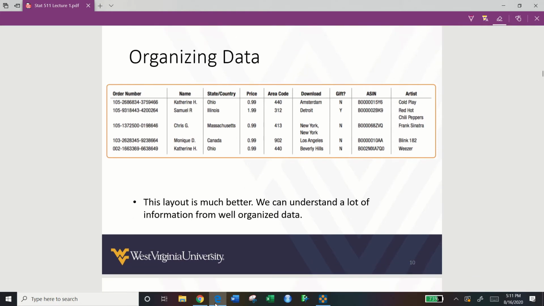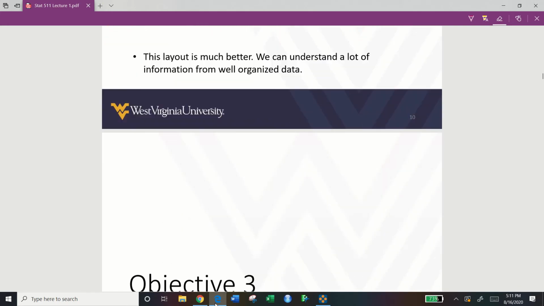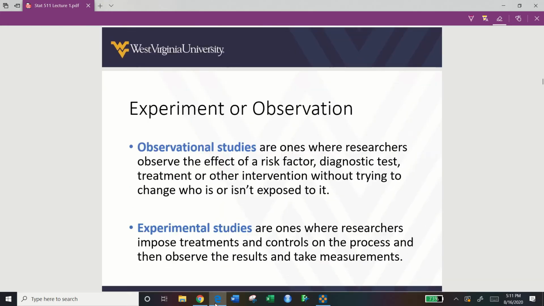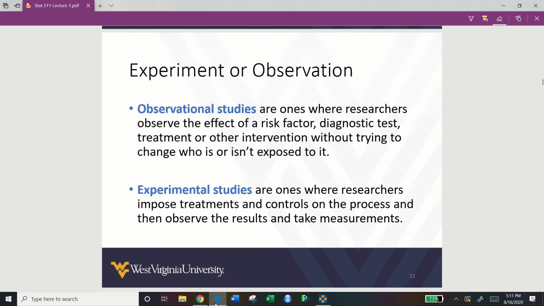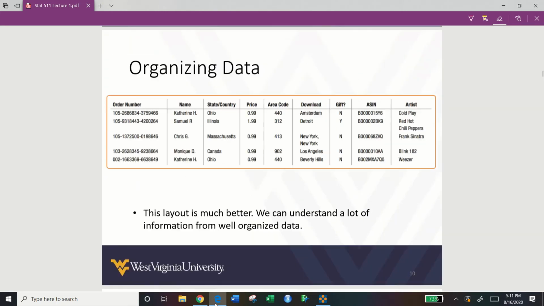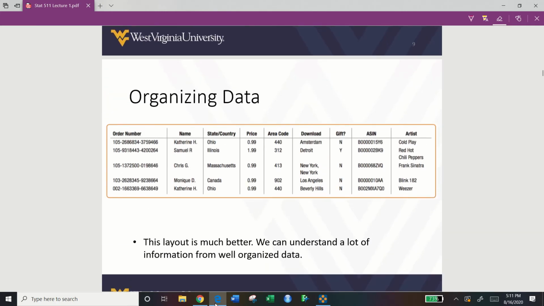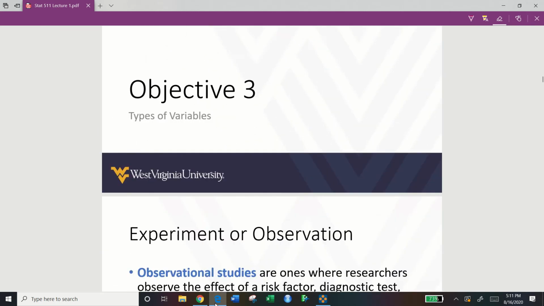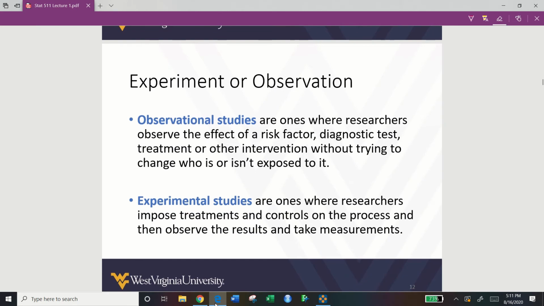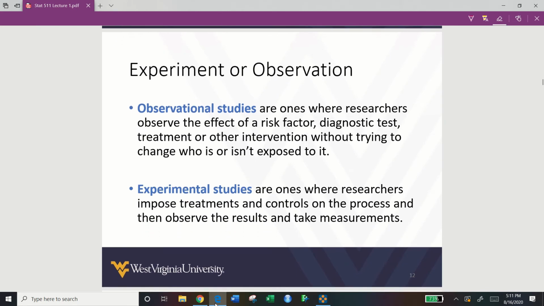So organized correctly, our data can make a lot more sense. Now, talking about each of our individual observations and the variables, this can, of course, be pretty complicated. If I scroll back to the data set we were just looking at, lots of information, and each of this information can be further classified. So our third objective is going to focus on different types of variables.